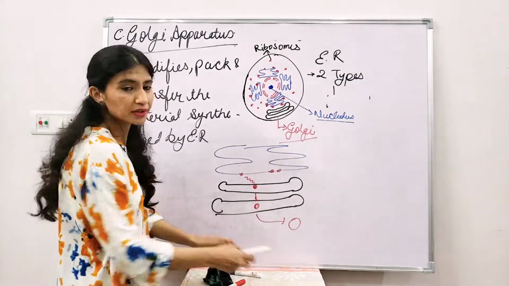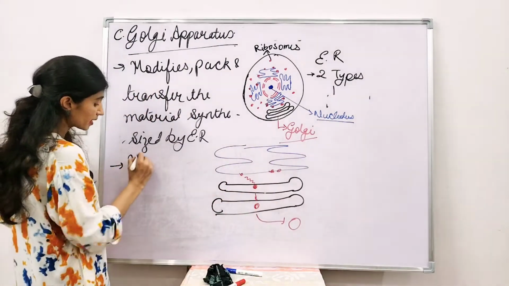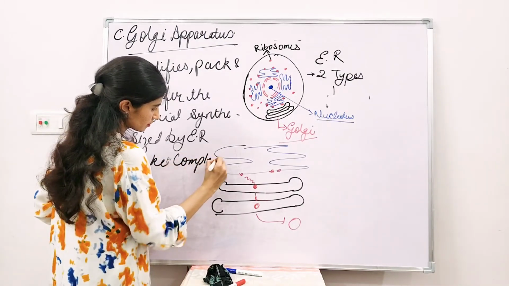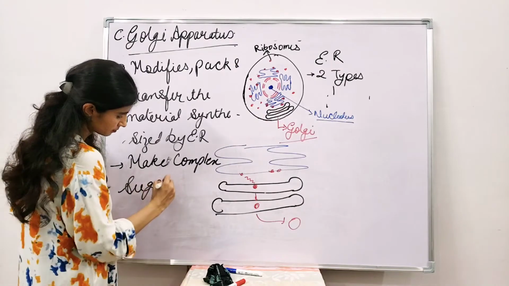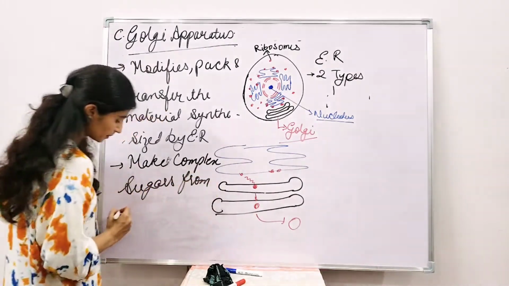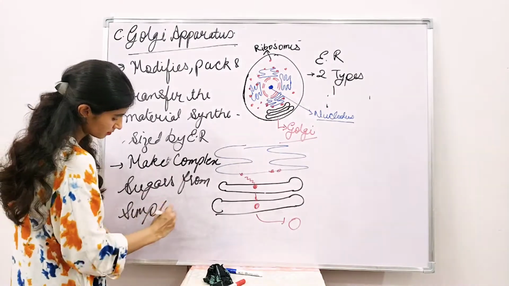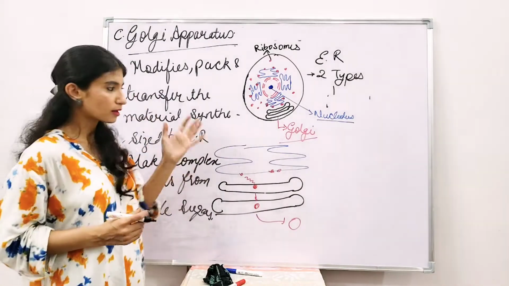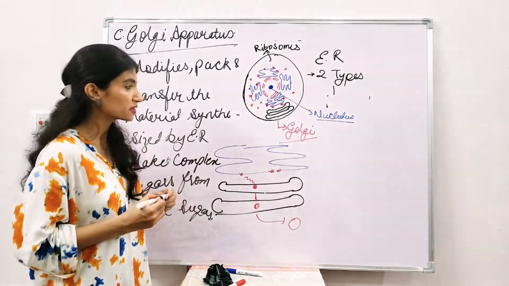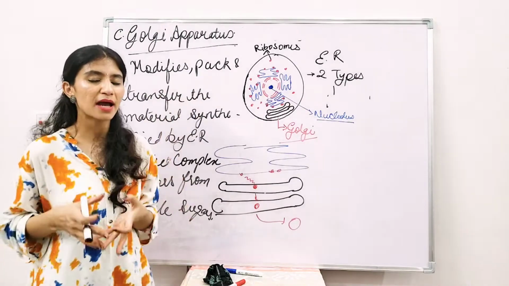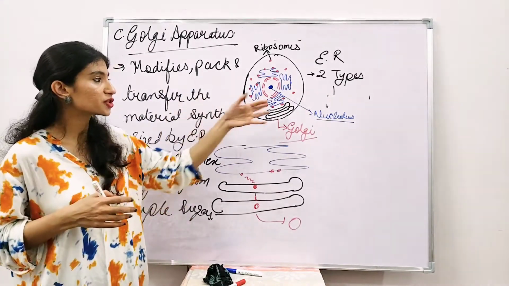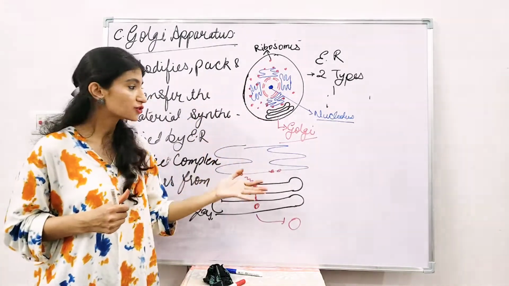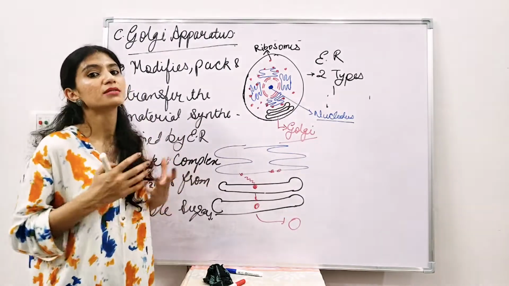One more very important thing about the Golgi is that they make complex sugars from simple sugars. These are actually functions, or a bit of explanation, about the Golgi. So what is the function of the Golgi? Basically, it modifies, packs, and dispatches the material synthesized by the ER to different parts of the cell. It is also involved in the manufacturing of complex sugars from simple sugars.